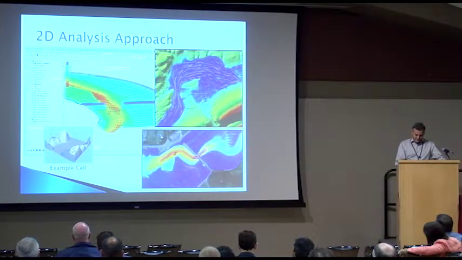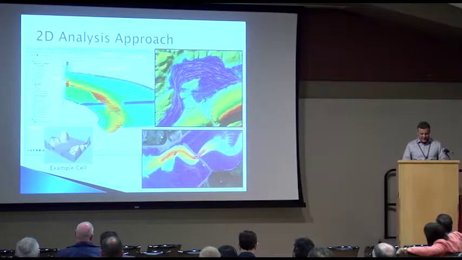2D approach is you'd have a terrain that represents the entire surface, you lay a mesh on it, divide your mesh up into cells, and then at each cell you'd calculate a velocity and a water surface elevation. So it gives you a complete picture of what's happening.